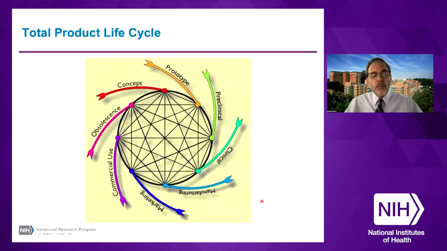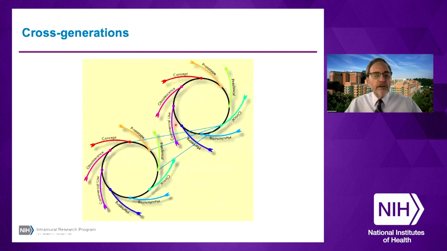So the device product life cycle begins with the concept, goes to prototypes, preclinical studies, potentially clinical studies, marketing applications, manufacturing, entry into commercial use, and then all too quickly with devices, obsolescence. Now you notice that there are lines connecting all of these because as products go from one iteration to another, everything you learn on this first cycle influences how products in the next iteration of a device are developed, how they're regulated, and how their behavior is monitored once they're on the market.